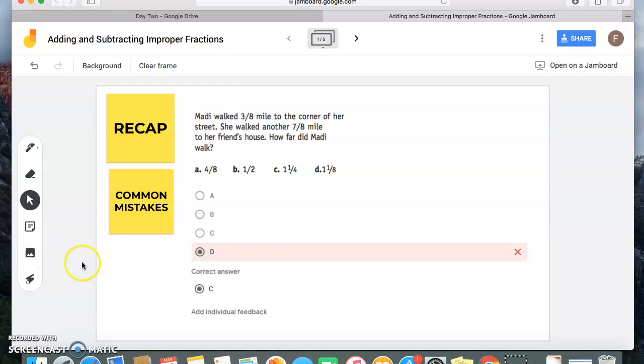It says Maddie walked 3/8 mile to the corner of her street. She walked another 7/8 mile to her friend's house. How far did Maddie walk? So together we have to combine these two amounts, which is requiring us to use addition.